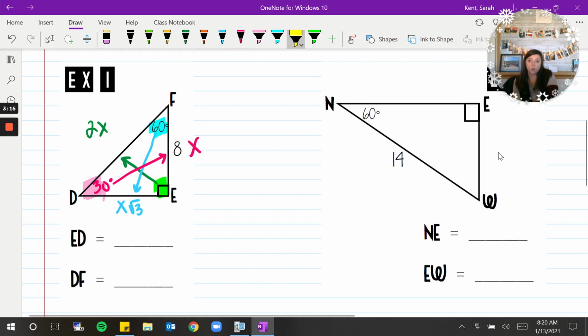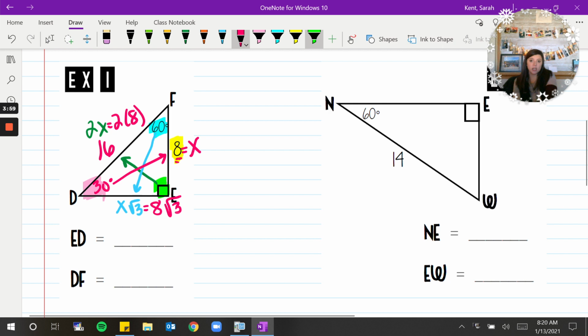So when we look, the one number they gave us is 8. And we see 8 is next to x, so 8 is our x. So now I can take this 8 and plug it in where I see x. So across from 60 we have x square root of 3. So for this triangle I would take out x and plug in 8. So I'd have 8 square root of 3. And then across from 90 I've got 2x. So I take out x and plug in 8. So I have 2 times 8, and 2 times 8 is 16.